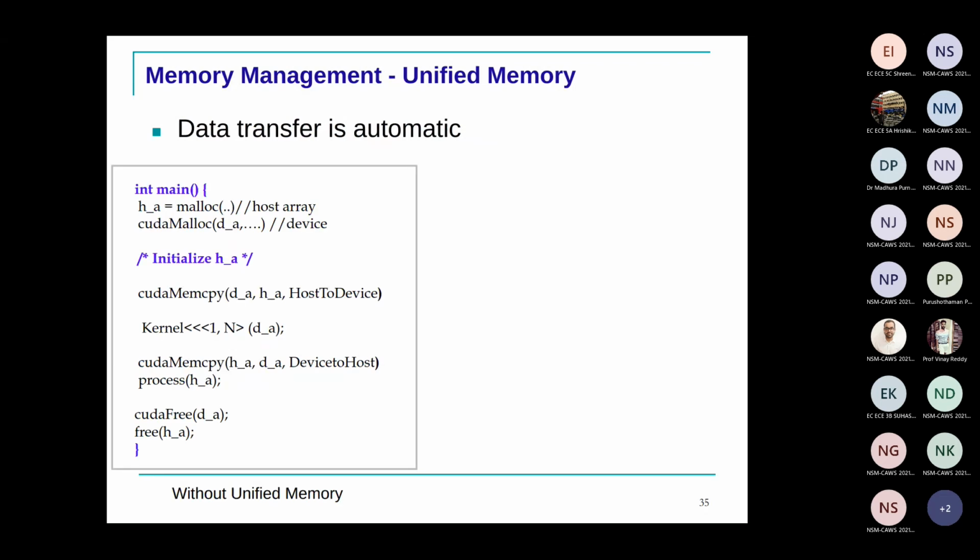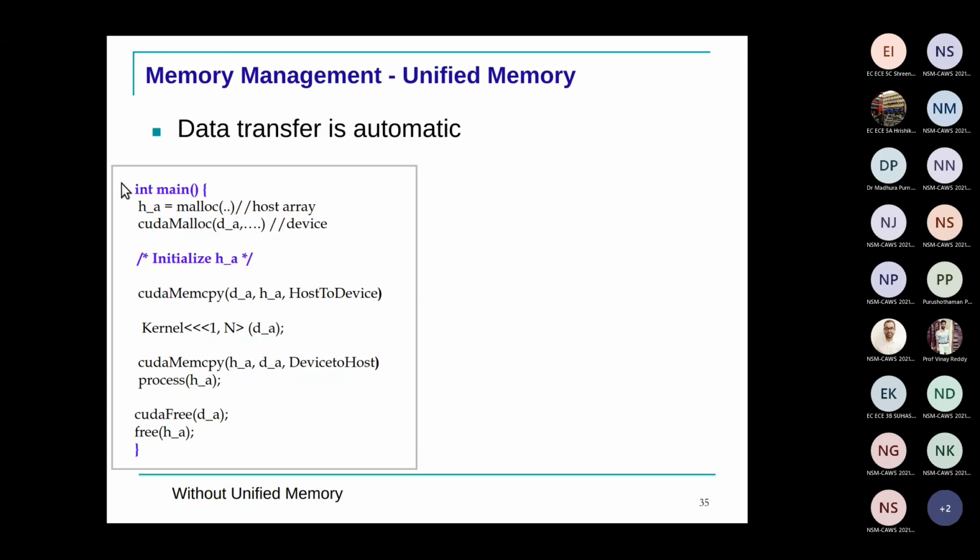Some people were suggesting that GPUs have limited memory, so can we use the CPU memory to address the memory limitations? The answer is basically unified memory. This is the latest technology provided by NVIDIA GPUs that utilizes the GPU memory as well as the CPU memory, and the programmer doesn't have to worry about where the data is allocated, and the data transfers are automatic.